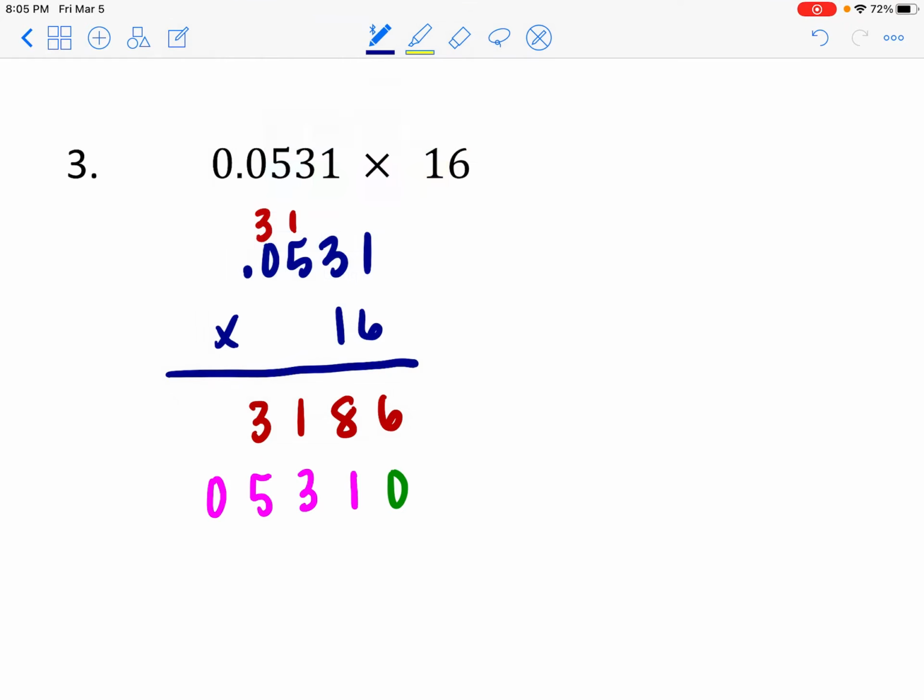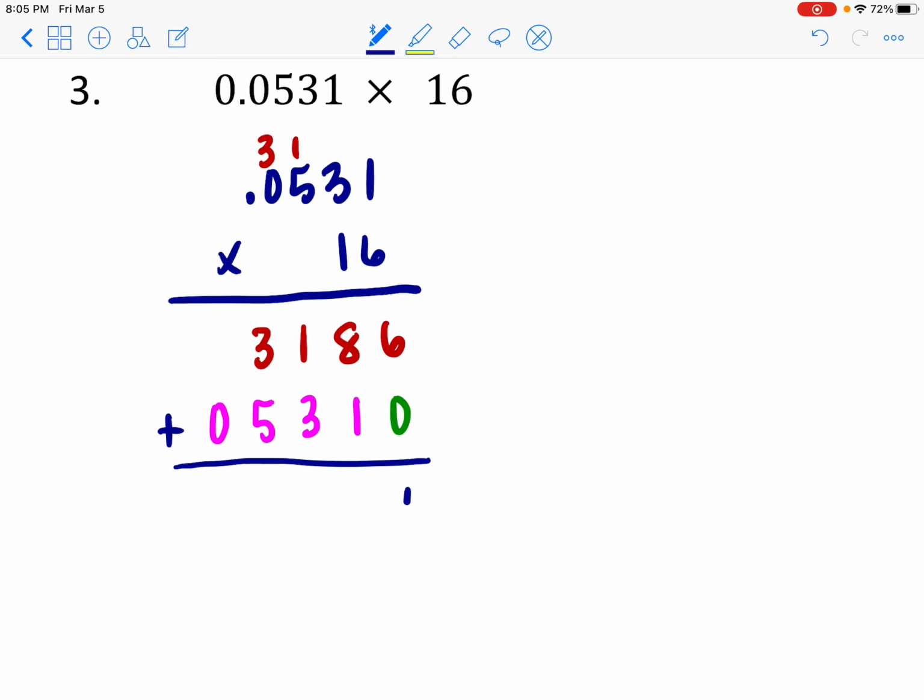But now we're going to add. Okay, so we're going to add these numbers here. 6 and 0 is 6. 8 and 1 makes 9. 1 and 3 makes 4. 3 and 5 makes 8, and I don't need that 0. Or maybe I do need that 0.